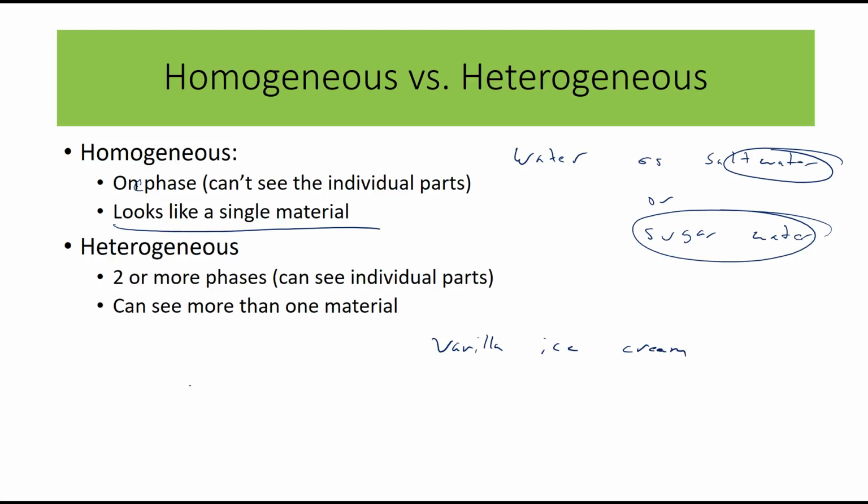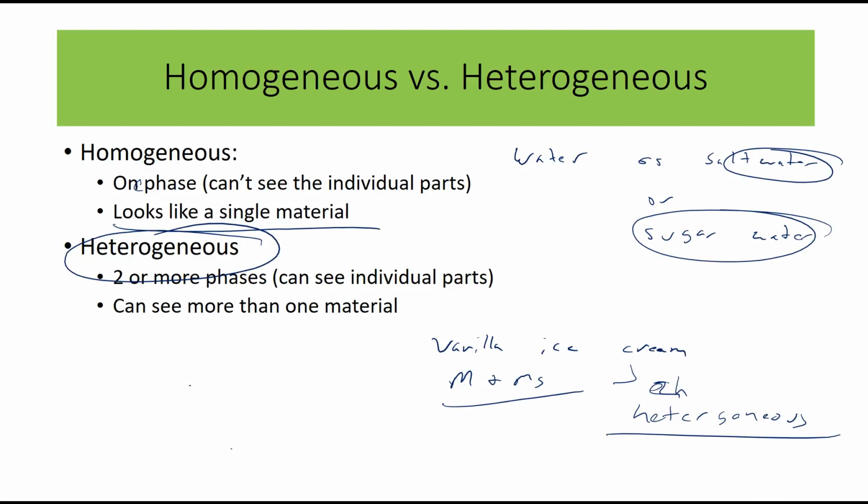Now, if I put M&Ms into the ice cream, right? I would then be able to see the vanilla ice cream, and it's separate from the vanilla ice cream, I would be able to see the individual M&Ms, right? By adding those M&Ms, I then make it heterogeneous. Okay? So that's where you can see the individual parts. You can see more than one material as part of that mixture.